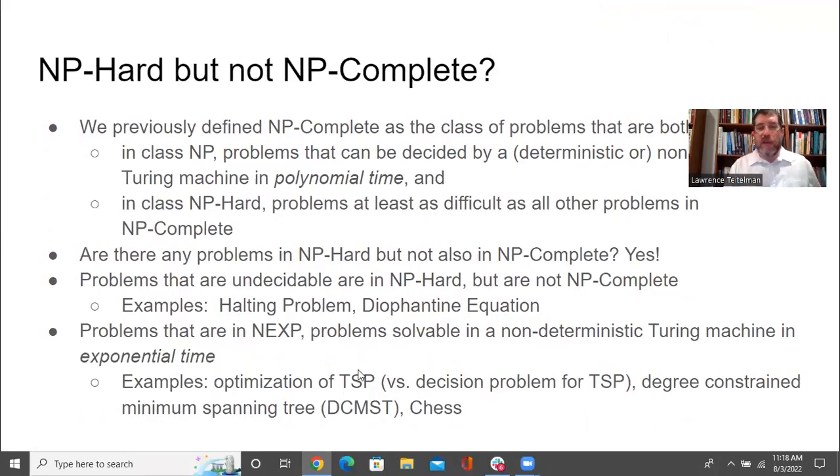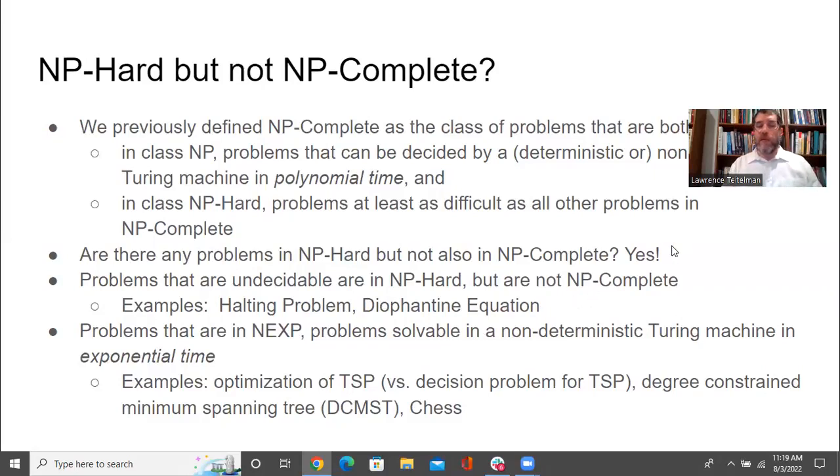We have problems that are difficult, okay? We have optimization of TSP. So the decision problem for TSP, TSP stands for traveling salesman problem, that is NP-complete, okay? The optimization problem, which is not just determining if I can get a solution in 100 or less, or 50 or less, or 1,000 or less, but actually finding the best possible answer, which sounds more difficult, right?